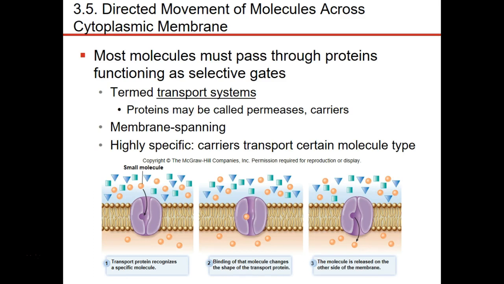The last thing I'll mention in this lecture here is that sometimes molecules have to pass through proteins. So we have protein channels and protein carriers that will move molecules across. This movement of molecules across can be in a passive mechanism like facilitative diffusion or in active transport where we're using some form of energy.